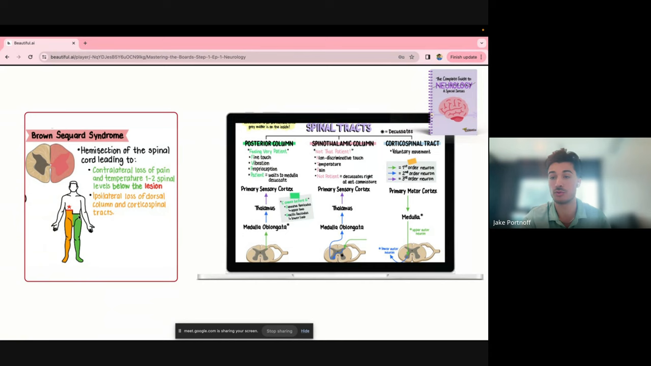And then you'd expect, if it's severed off, the lesion is going to cause deficits 1 to 2 levels below, contralaterally. Okay, so that's the little integration there.